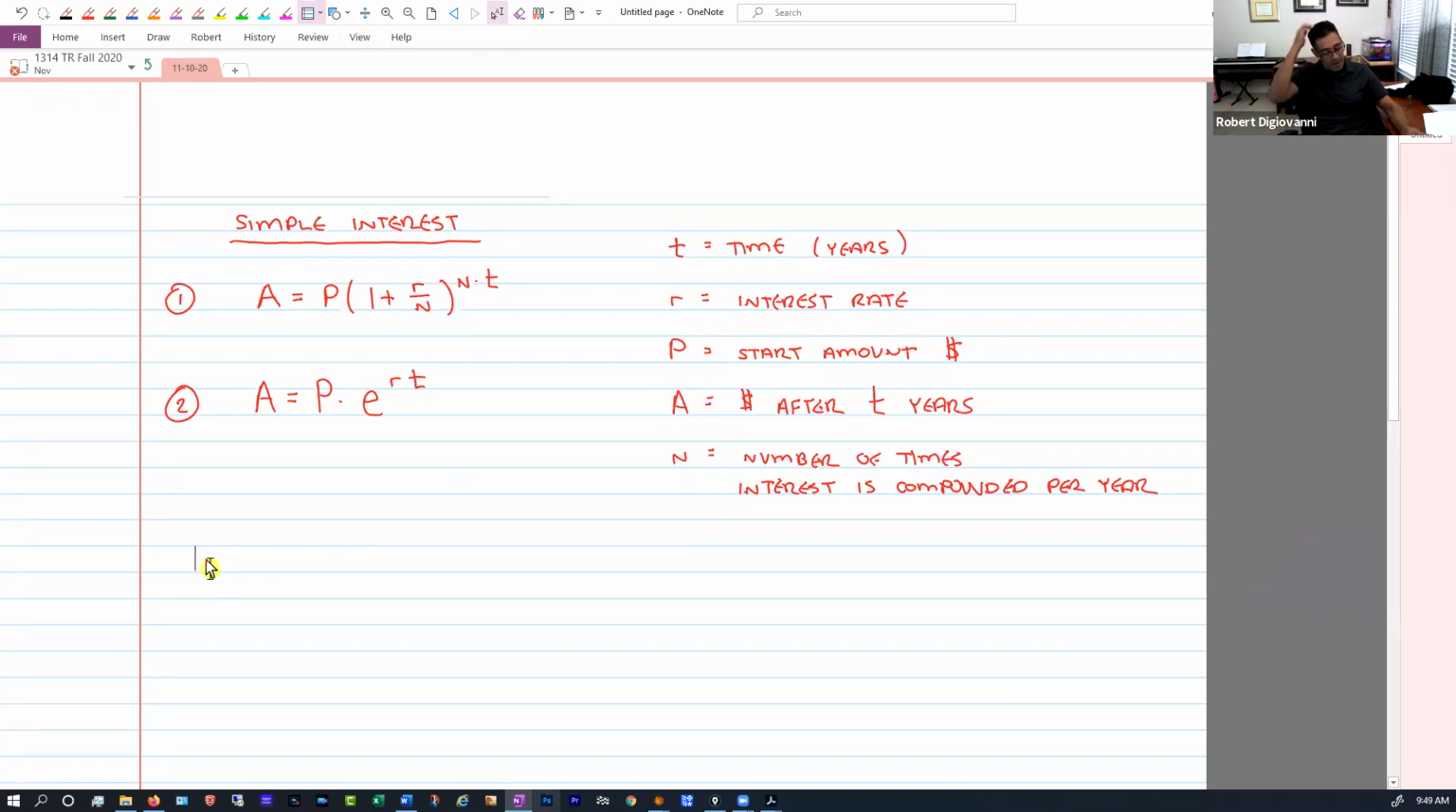All right, so let's say that we put $5,000 into a simple interest account. So maybe it's a savings account. I don't know, maybe you put it into some other account that gives you a decent return. Let's say we put it in a simple interest account at 2.3%. And let's leave the money in there for 4 years.